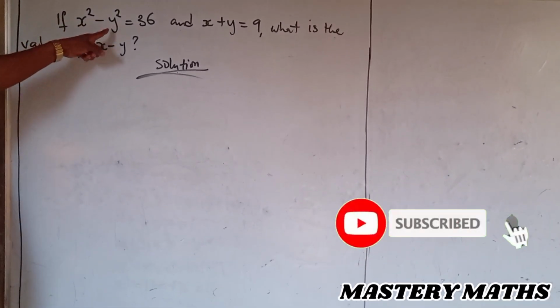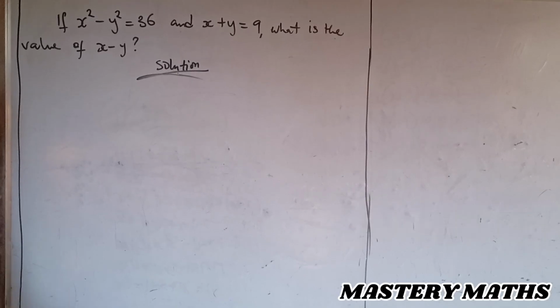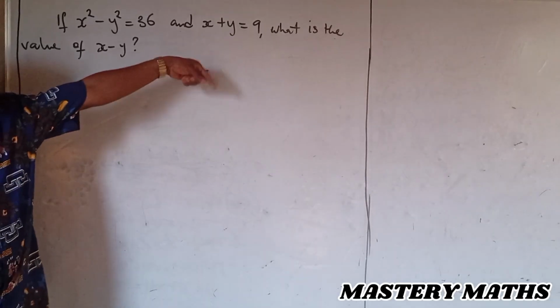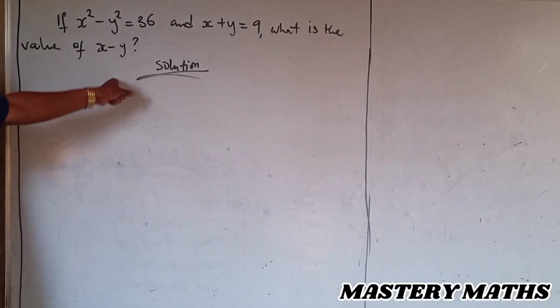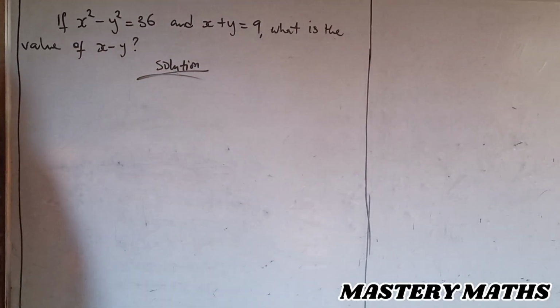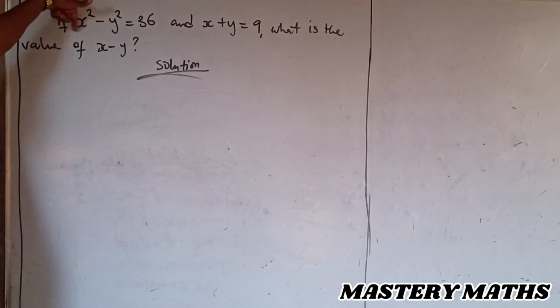If x squared minus 6y squared equals 36 and x plus y is equal to 9, what is the value of x minus y? Very simple. All we need to do, if you watch, this is a difference of 2 squares.